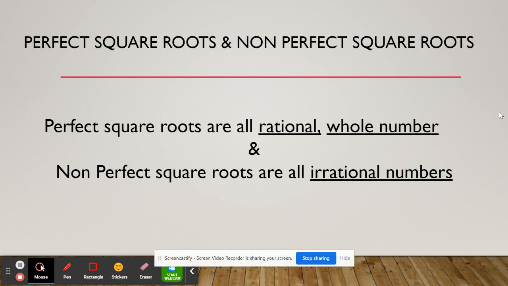Since perfect square roots have a whole number as an answer, all perfect square roots are called rational and therefore whole numbers. Non-perfect square roots, since they don't have a whole number you can multiply to get to that number, are called irrational numbers.